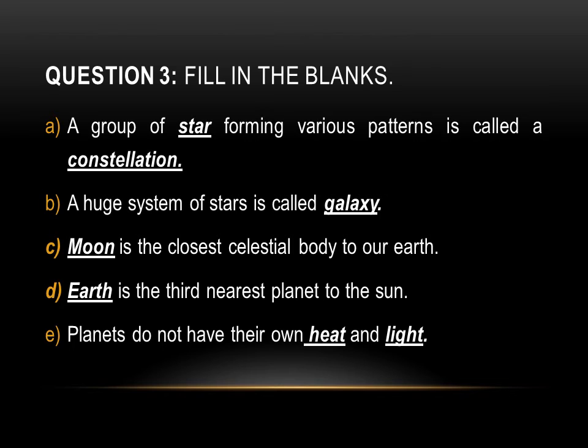C. Blank is the closest celestial body to our Earth. Moon. When astronauts were sent to space, which was the first celestial body on which they landed? It was the Moon. D. Blank is the third nearest planet to the Sun. It's our own planet, Earth. You will have to memorize the planets according to the distance from the Sun. I might ask you, blank is the nearest planet to the Sun. Which is the first one? Mercury. So that way you will have to remember.